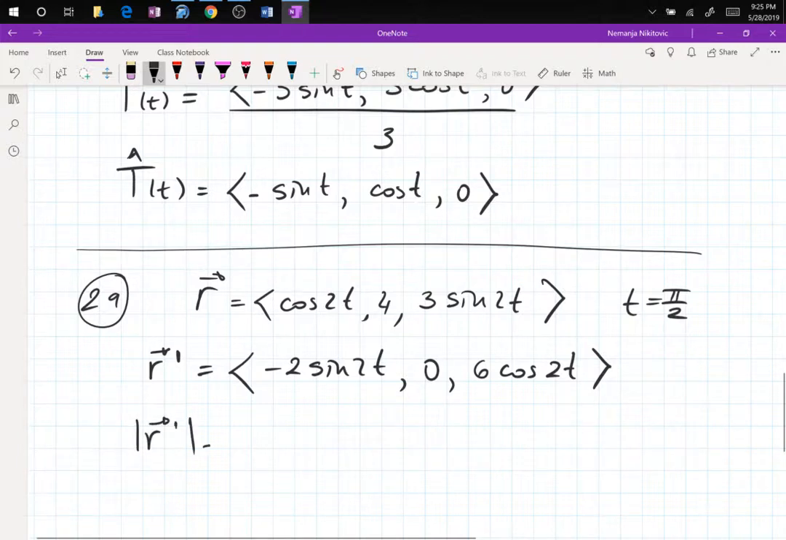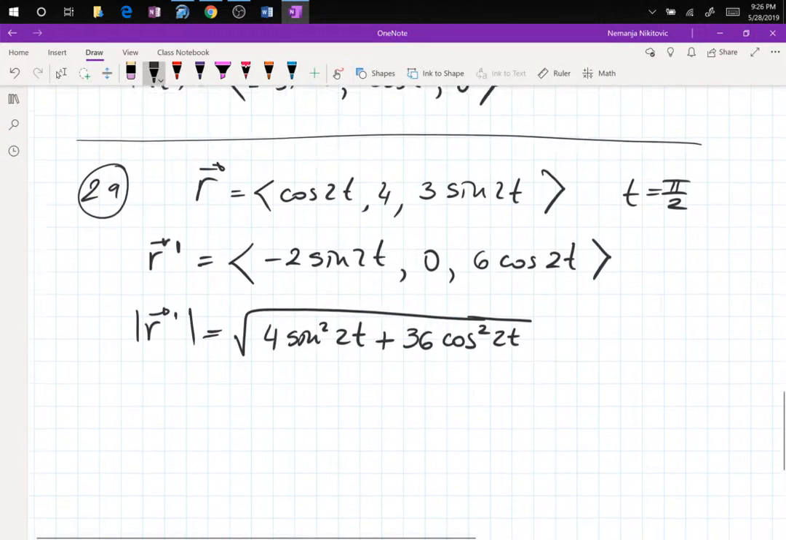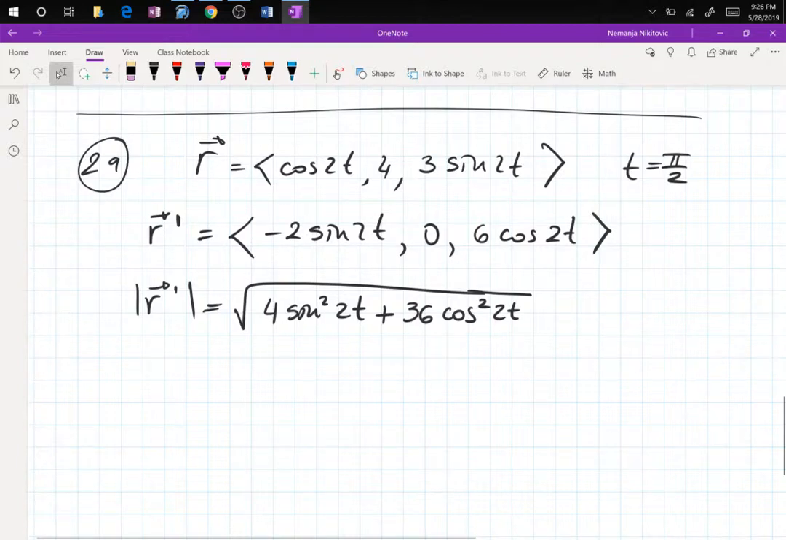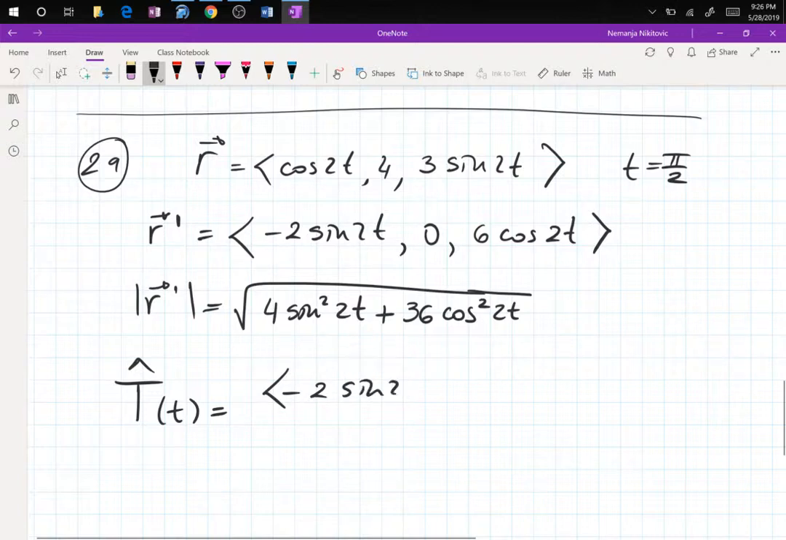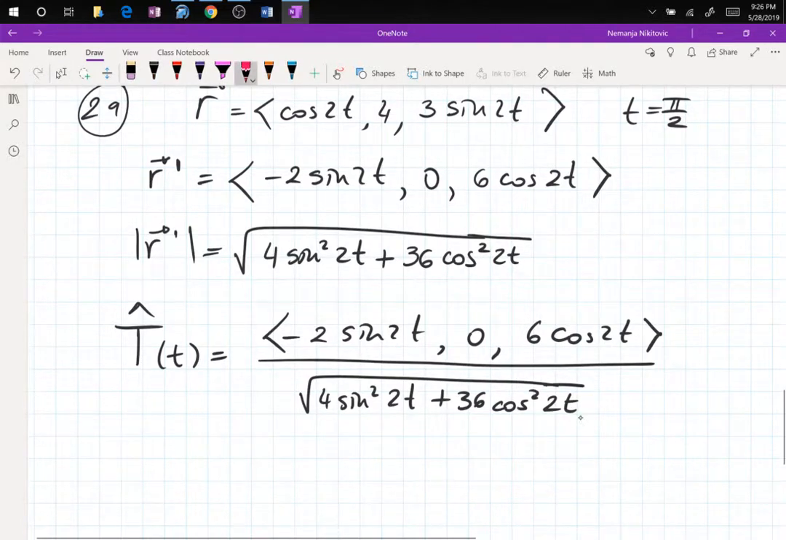The magnitude would be the square root of 4 sine squared 2t plus 36 cosine squared 2t, which gives us the unit tangent vector as negative 2 sine 2t, comma 0, comma 6 cosine 2t, divided by the square root of 4 sine squared 2t plus 36 cosine squared 2t. So this is my unit tangent vector.